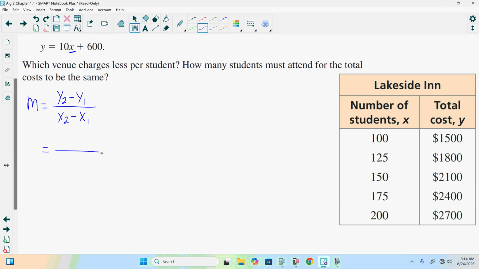Now, they gave us 5 points, or x comma y. Pick one of those y values. Doesn't matter which one. 1800. Since we picked 1800 as the y value, we have to pick its corresponding x, which is 125. Because whichever y value goes first, its corresponding x has to go first. We have to keep it together as the same point. Give me another y value.